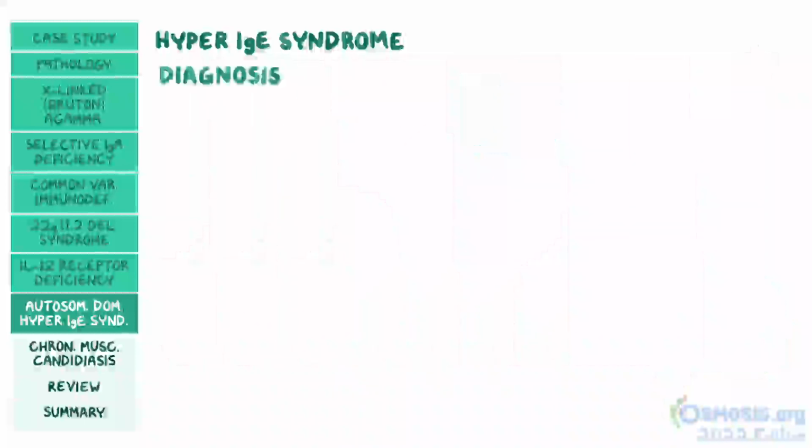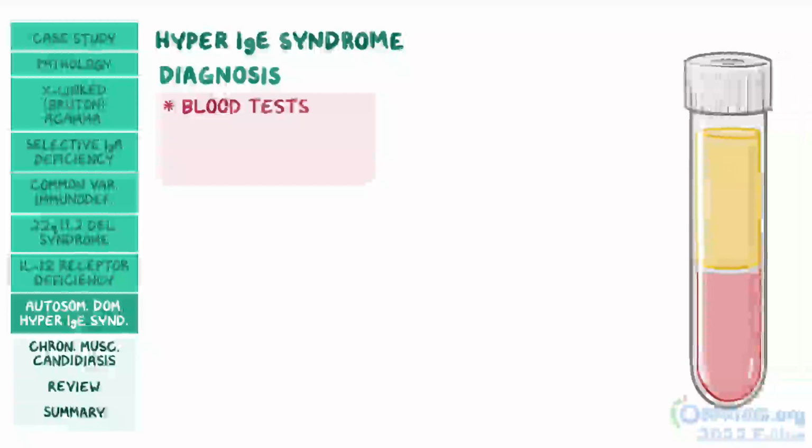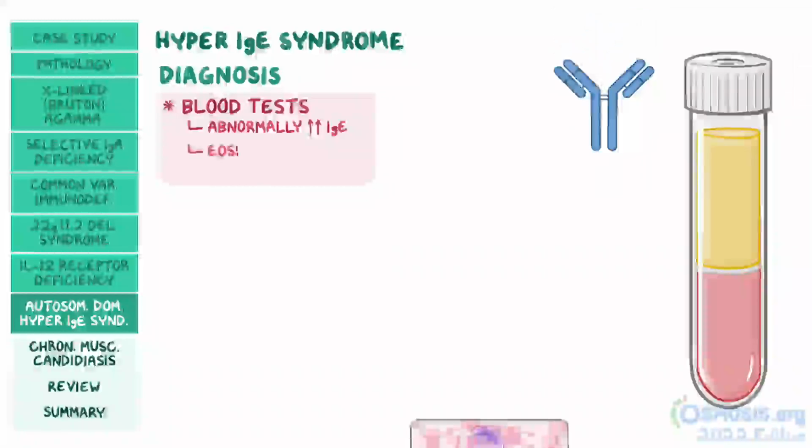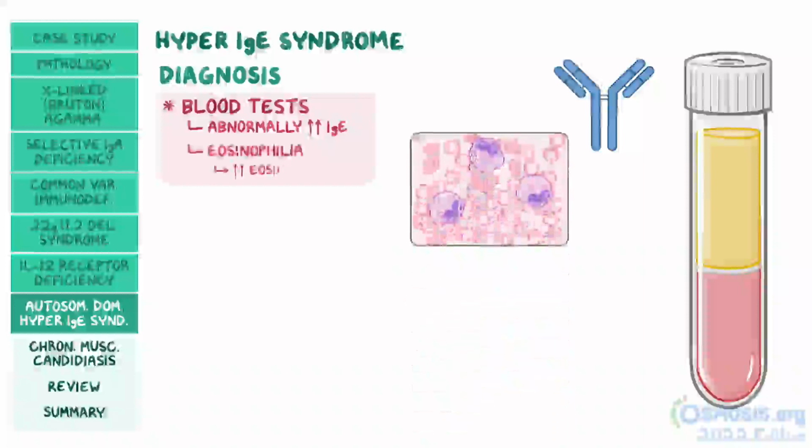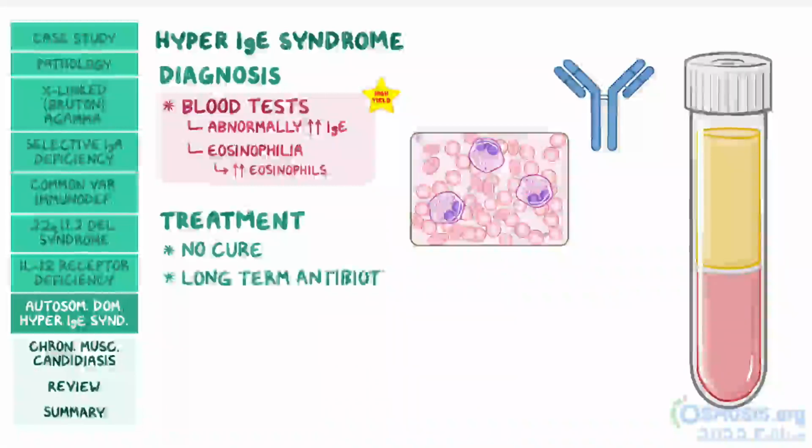Now, diagnosis is based on blood tests. For unknown reasons, these individuals have abnormally increased levels of IgEs, which is where hyper-IgE syndrome gets its name from. Another high-yield finding is eosinophilia, or increased eosinophils. There's no cure for hyper-IgE syndrome, but many individuals with hyper-IgE syndrome are treated with long-term antibiotics to help prevent infections.